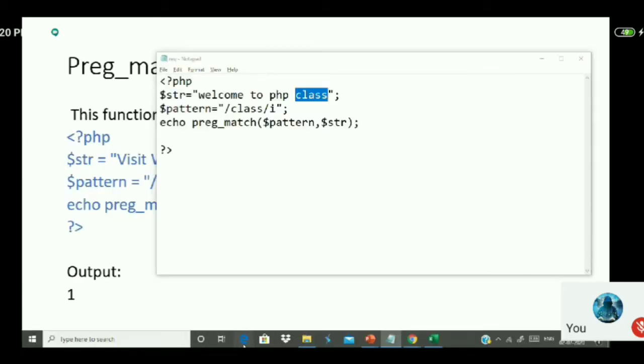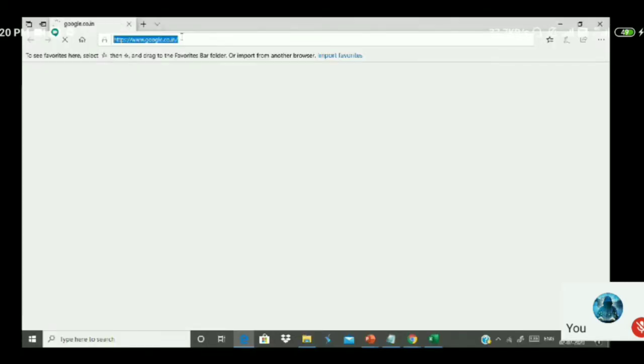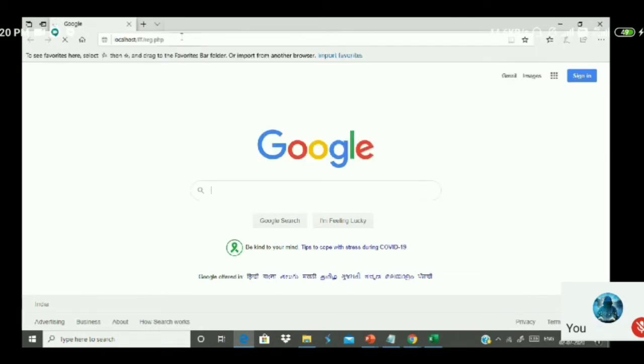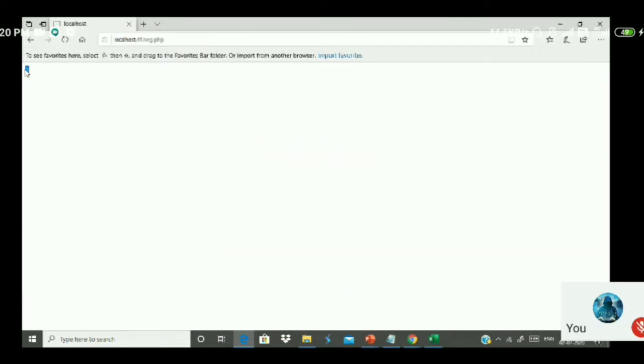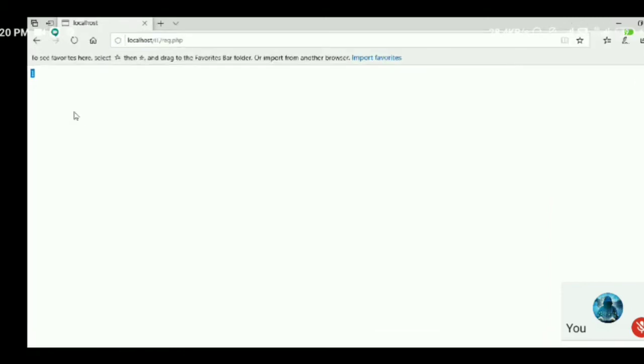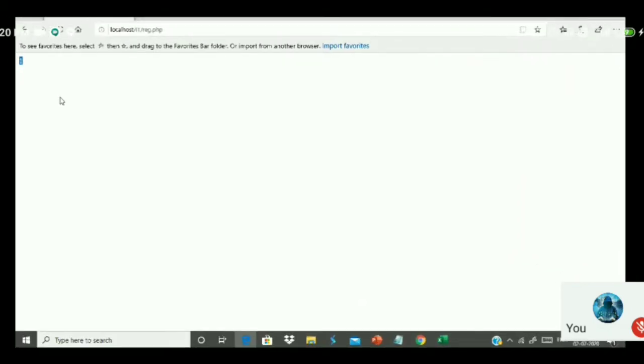So I'll run this file. You can see here, there is a 1 here. Are you able to understand? Because there is a match. When there is a match, I will find 1 here.